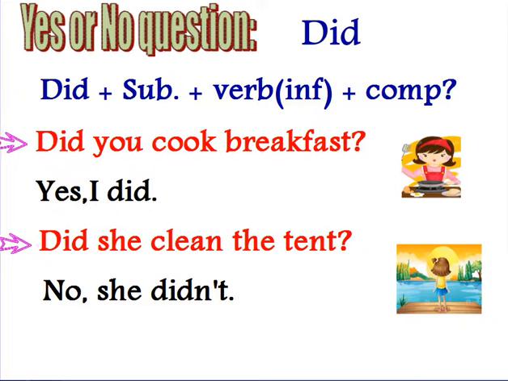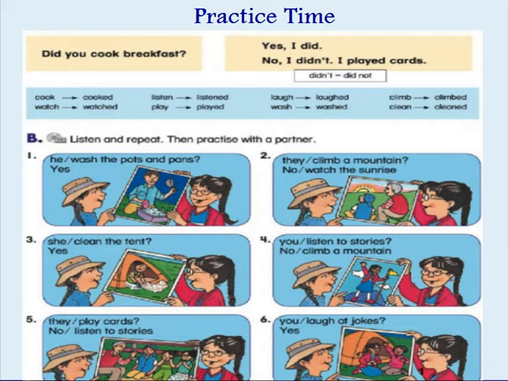Now if we look at our lesson today in your student's book, did you cook breakfast? I'll answer yes, I did, or no, I didn't. I played cards. I said something I did. If I answer with yes, I say yes, I did. If I answer with no, I say no, I didn't. I played cards. Didn't equals did not. I may say did not, and I may say didn't.